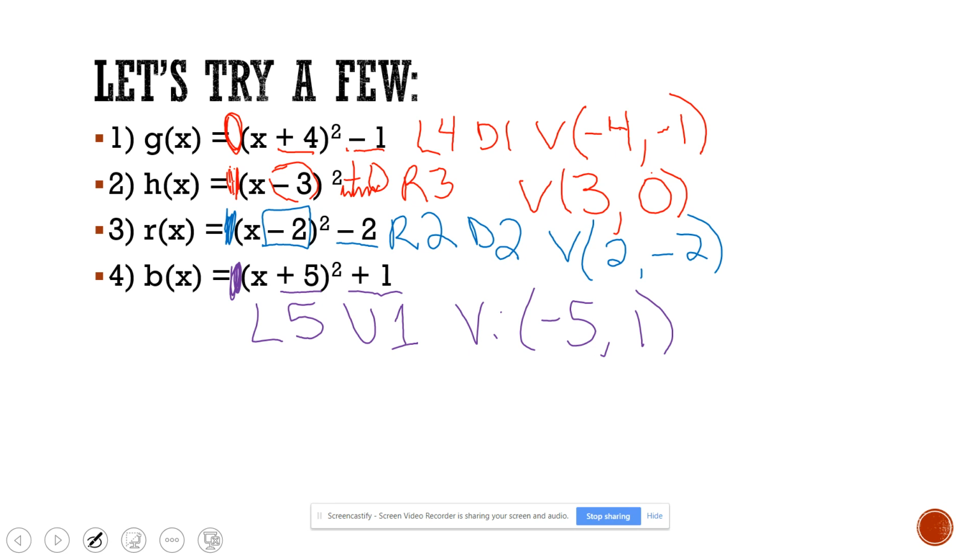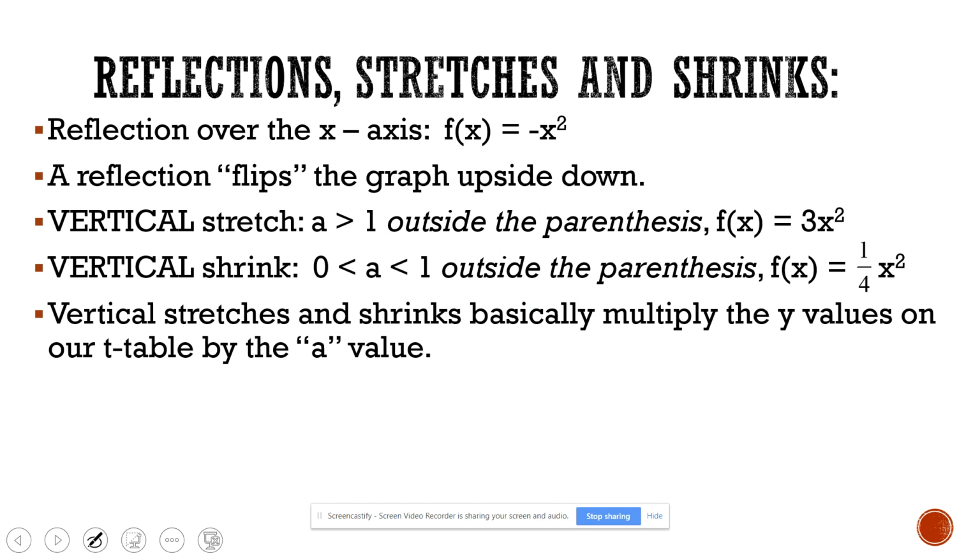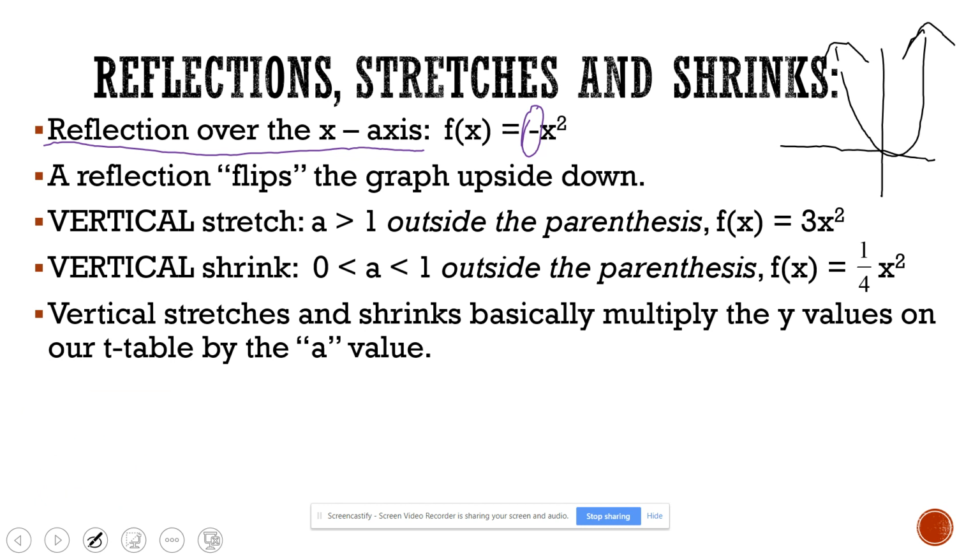A little review of reflection, stretches and shrinks. So remember the negative out in front right after the equal sign is a reflection over the x-axis. So what that means is if our parent function looks like this, the reflection flips it upside down, just like it says.